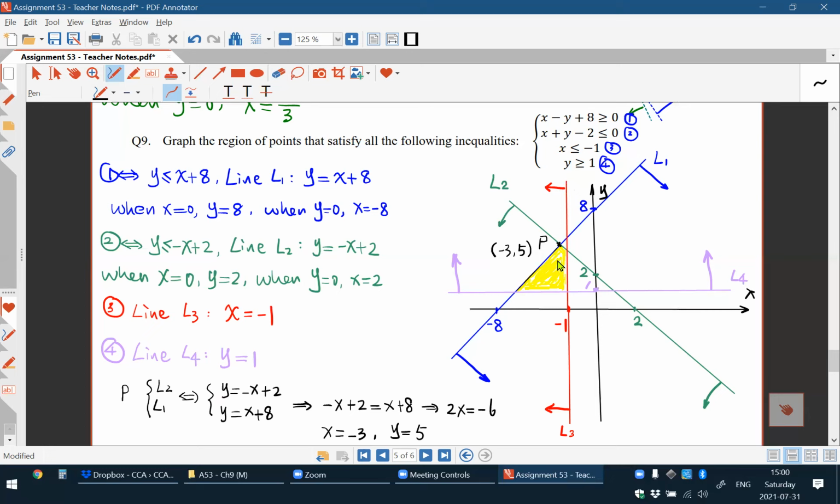And the shaded area is actually here. Okay, do you have any questions?